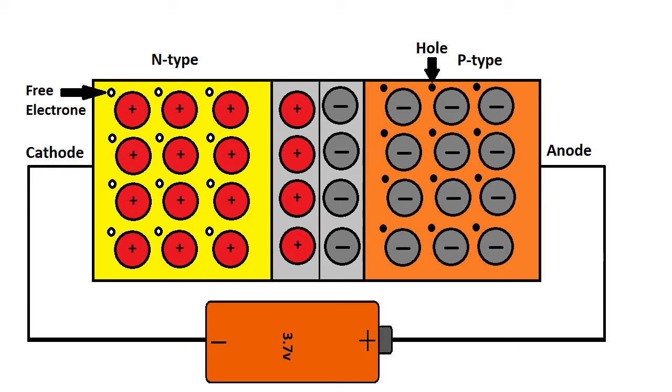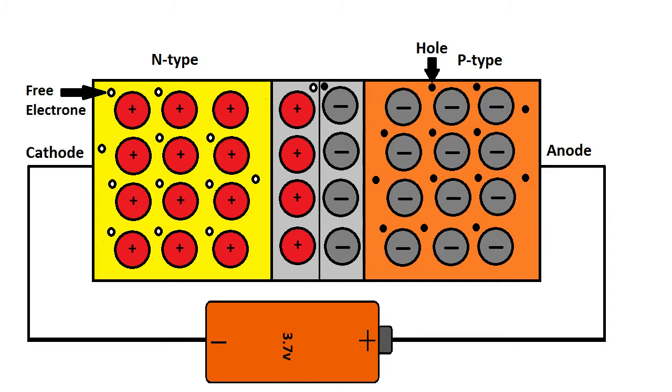Now we connect it to a battery, so the electrons will go in this direction and the holes go in the other direction. The holes' direction is similar to the current's direction, because holes are positively charged and flow in the direction opposite to the electrons.